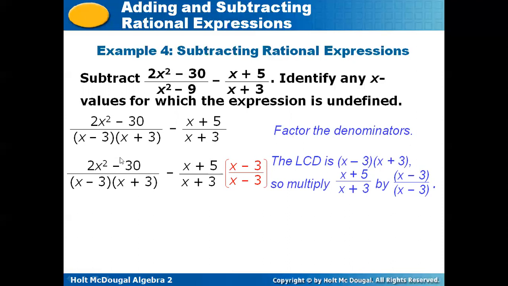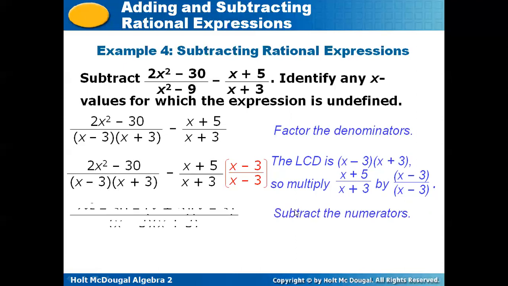Okay, so we're going to rewrite that one. That is 2x squared minus 30 over, in the first one, x squared minus 9 is the same as your LCD, so we copy only that one: x minus 3 times x plus 3, minus. In the second expression, I only have x plus 3. So I will be multiplying this one since the LCD is x minus 3 and x plus 3. I already have x plus 3, so what is missing is x minus 3. So multiply your numerator by x minus 3 and your denominator by x minus 3 to come up with the same denominator.